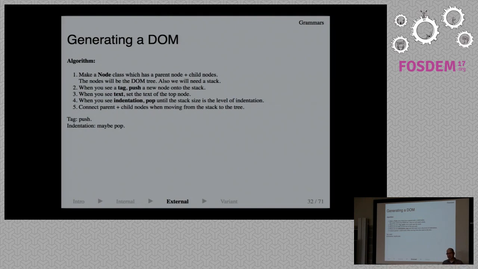Okay, so here is our algorithm for parsing slim. We're going to go through this indentation-based format, and we're going to keep a stack with us. And we're going to have a little node class that's got parent nodes and child nodes, so a basic tree data structure. When you see a tag, you push a new node onto the stack, and when you see text, you add some text to your node. Then when you see indentation, you pull it off the stack.